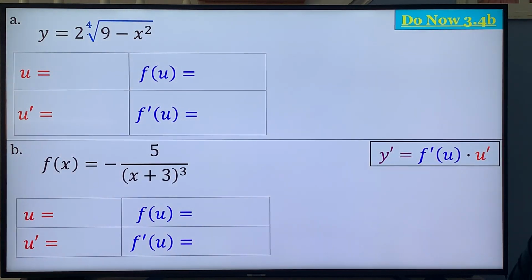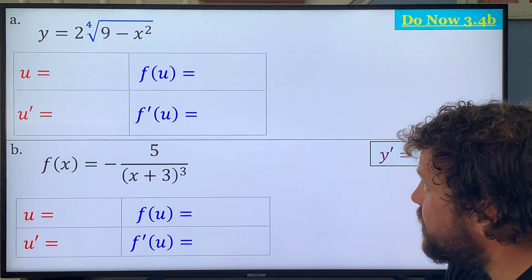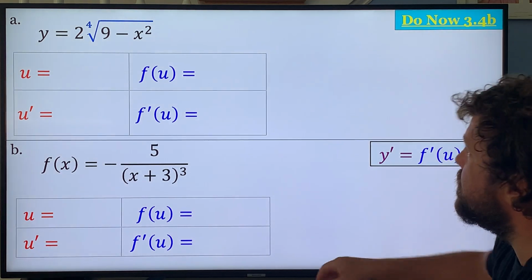Do nows, the two do nows. All right, you should be done with them. They should be in your Canvas.